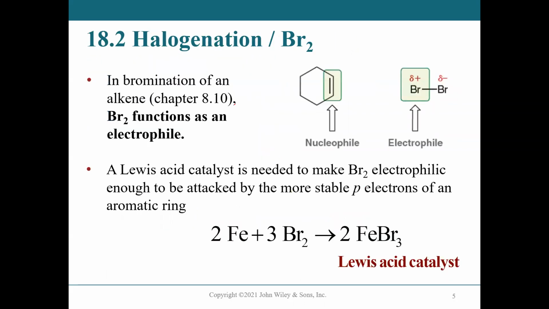So it says in bromination of an alkene, a bromine functions as an electrophile. That means it's going to accept the electrons. So a Lewis acid catalyst is needed to make bromine electrophilic enough to be attacked by the more stable pi electrons of an aromatic ring. So this is our Lewis acid catalyst. They show you the mechanism on the next slide, but I want to give you a moment to take some notes.